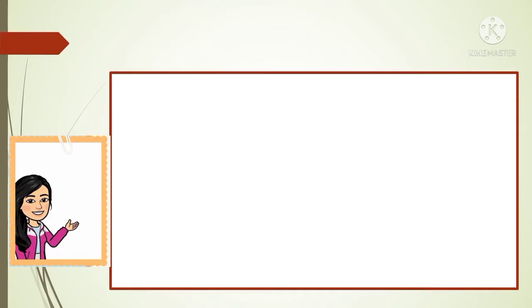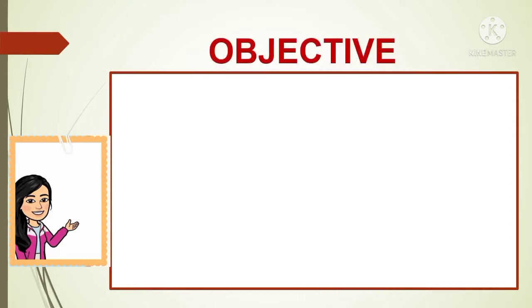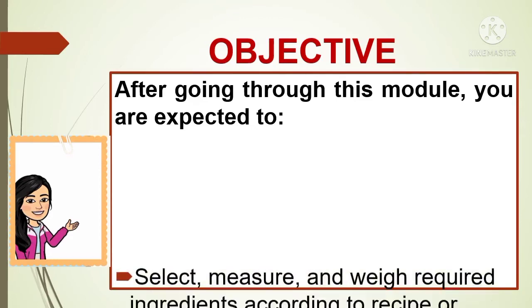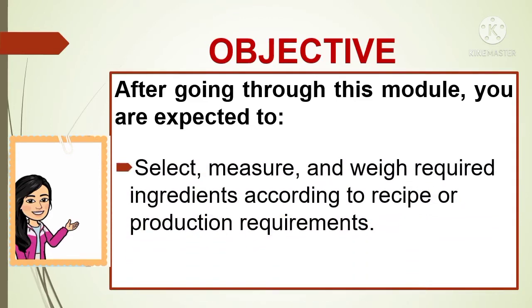Before we start, let us look at the objective of today's lesson. After going through this module, you are expected to select, measure, and weigh required ingredients according to recipe or production requirements. This lesson covers competencies that are needed in today's learning situation. Your performances in every activity will help you recognize and understand the contents of the lesson, which is very essential in attaining competencies.